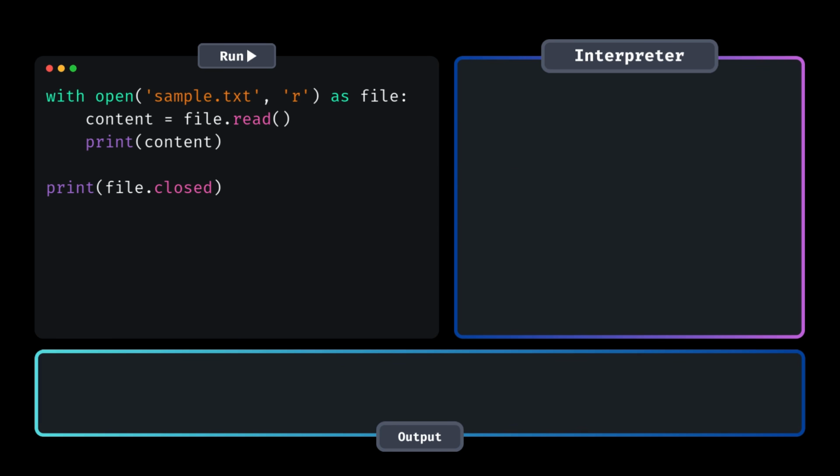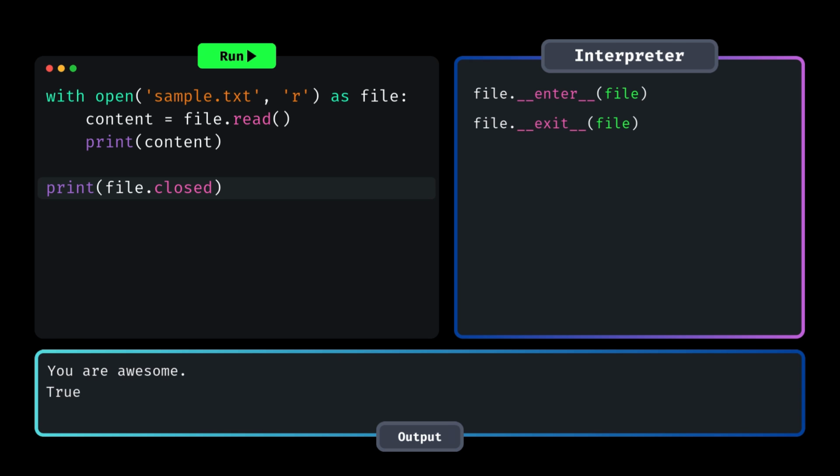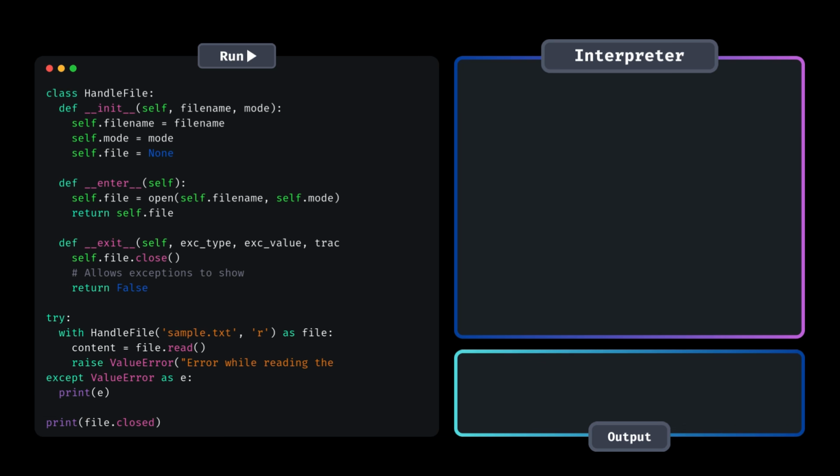Now coming back to this code, the same thing is happening here also. When the with block starts, Python calls the __enter__ method, provided by the file object, which opens the file and gives us access to it. When the block finishes, either successfully or due to an error, Python calls the __exit__ method, which automatically closes the file.